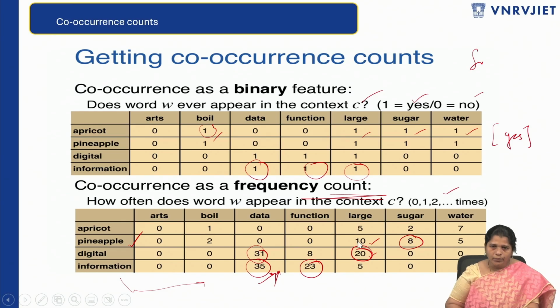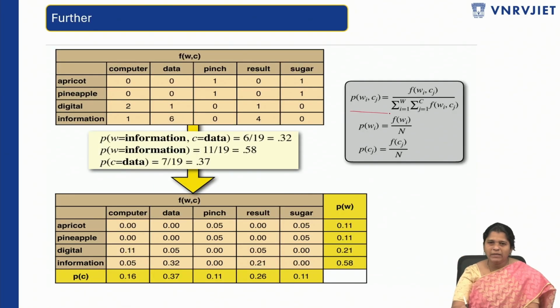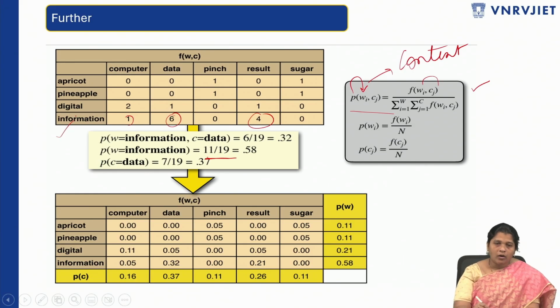So likewise, we can also count it and then determine the probability of the occurrence of the word with respect to context. For this, we have this formula: the function of wi with respect to that context, and then summing it up. In this example, suppose I have the word information, 1 plus 6 plus 4. It is 6 plus 4, 10, 10 plus 1, 11. So it is 11 by 19. This is the probability of the occurrence of the word information out of the total available words. This total is 19, so the probability is 11 by 19.